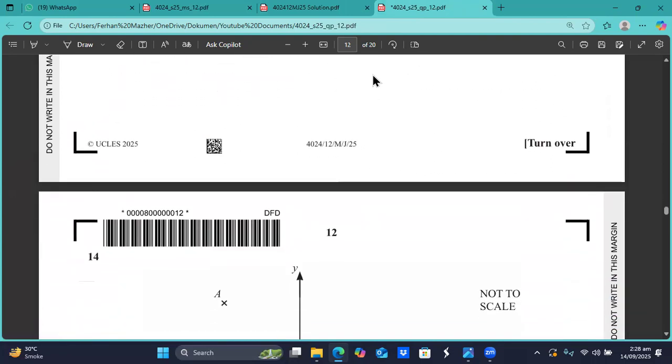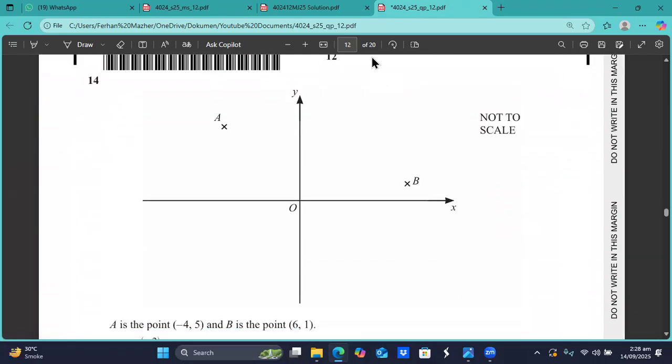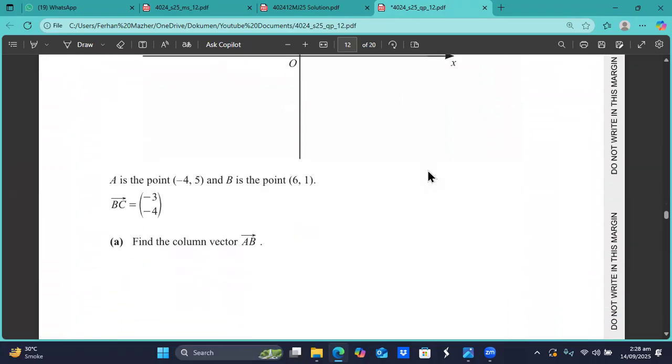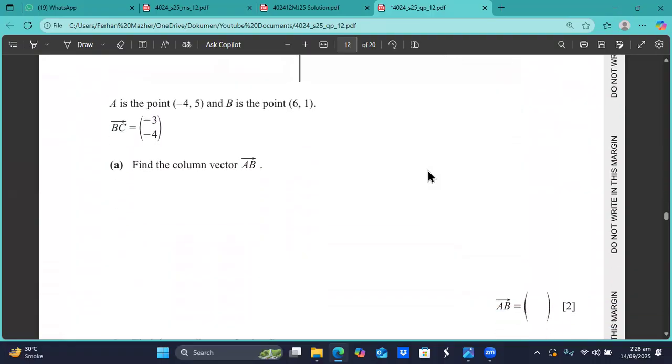Okay. Now we have question number 14 on your screen here. A point A and the point B is given on a grid. He says A is the point -4, 5. B is the point 6, 1. The BC column vector is given -3, -4. Find the column vector of the AB.